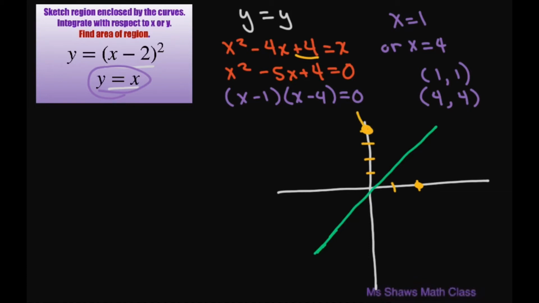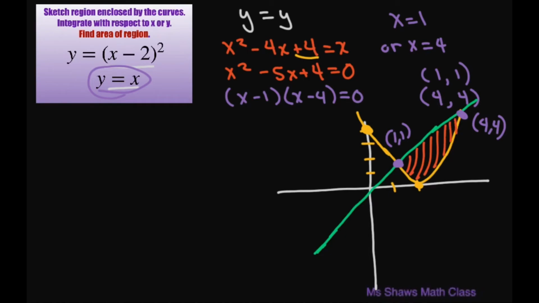So let me try to do a little sketch. It doesn't have to be perfect. It's just a sketch. All right, so I'm going to make my green line a little bigger. But anyway, the intersection points are happening at, we'll call this 1, 1. And this we'll call 4, 4. And we're just trying to get the idea of the region that we are going to integrate to find the area.